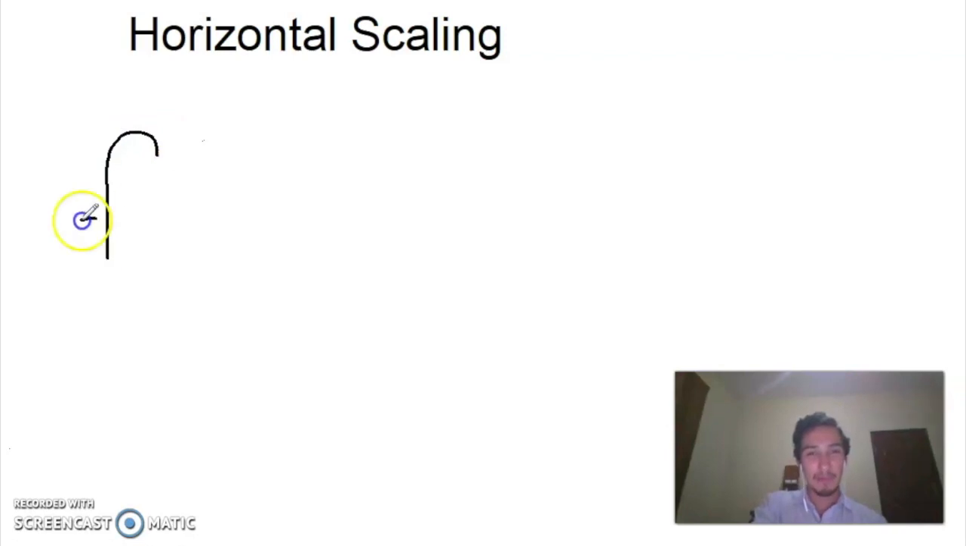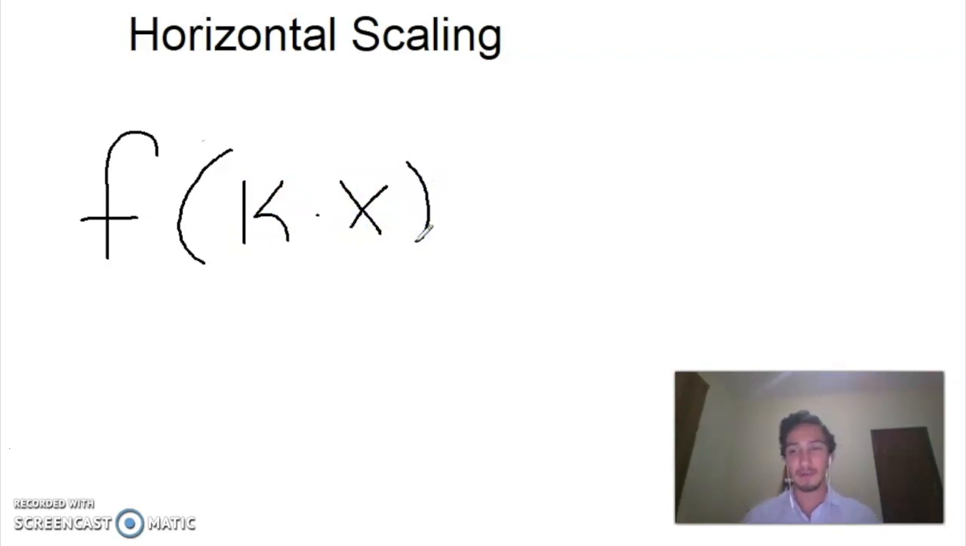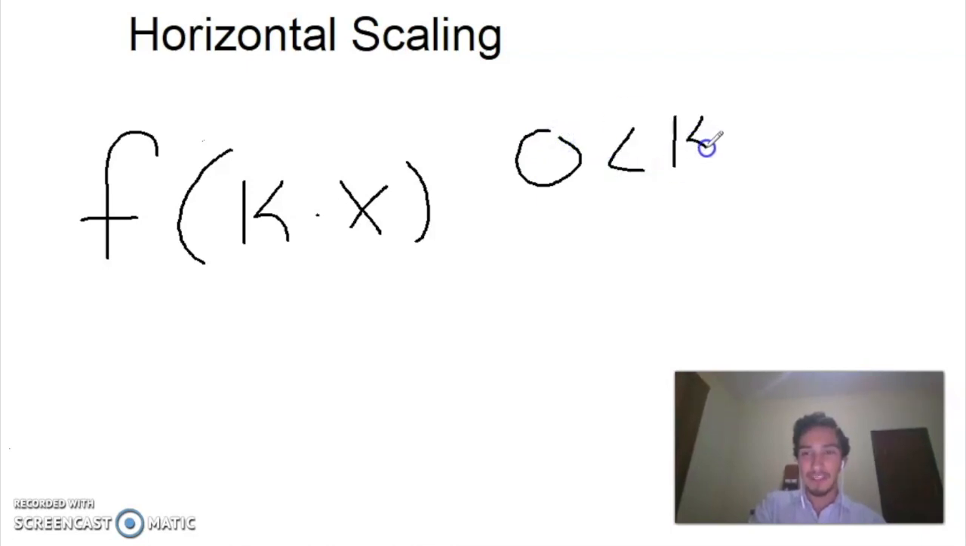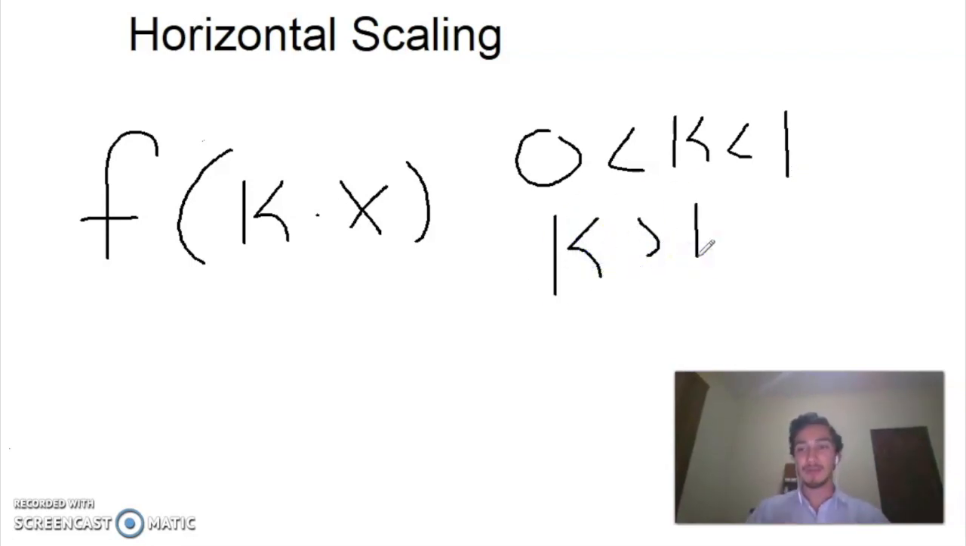So we're going to actually multiply x by a scalar k. Instead of multiplying k to f of x, we're going to be multiplying it to x itself. And one thing to keep in mind is that we still have these conditions over here, just as we did for vertical scaling. So when we have k between 1 and 0, we're actually going to be compressing our function horizontally. And when k is greater than 1, we're going to be stretching our function horizontally. And we'll see that in greater detail as we move to Desmos.